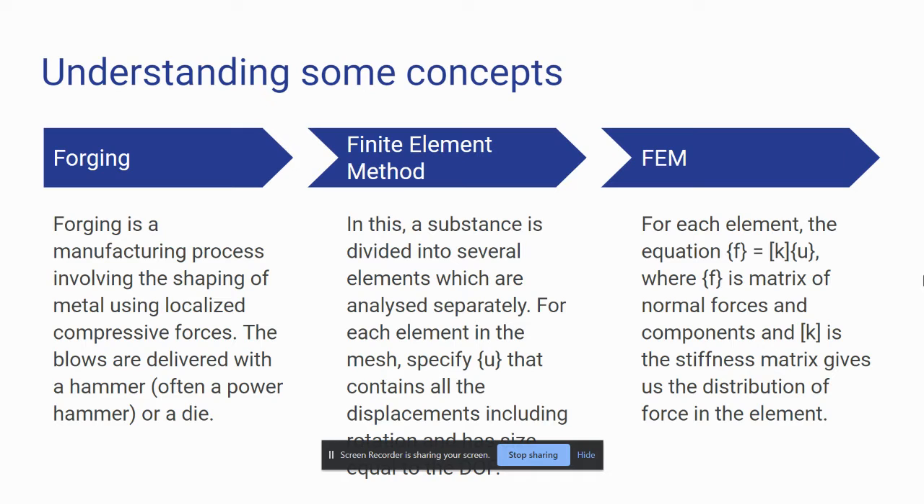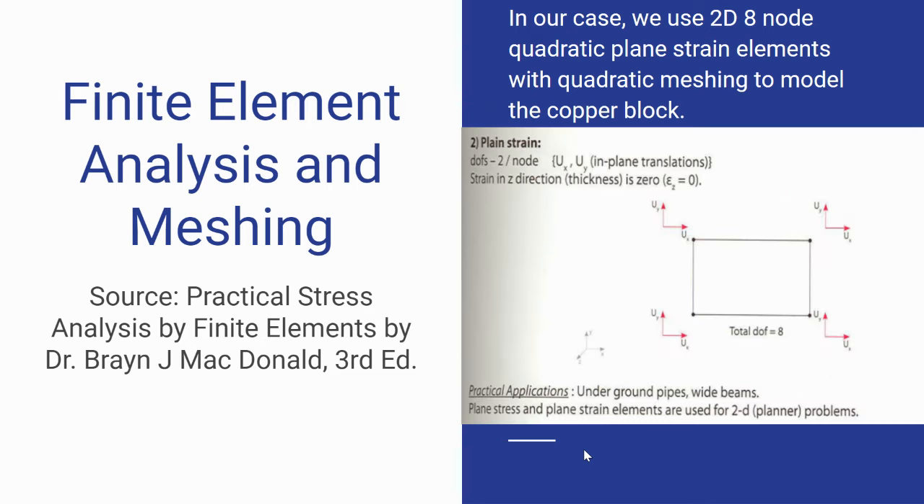For each element in the mesh, we specify U, which contains all the displacements including the rotation and has a size equal to the DOF of the system. And for each element, the equation is F equals Ku, where F is the matrix of nodal forces and components, and K is the stiffness matrix. K is a square matrix, and F and U are column matrices. This gives us the distribution of force in the element, and using appropriate boundary conditions at each element, we can club the solutions of the elements and get the solution for the entire body.